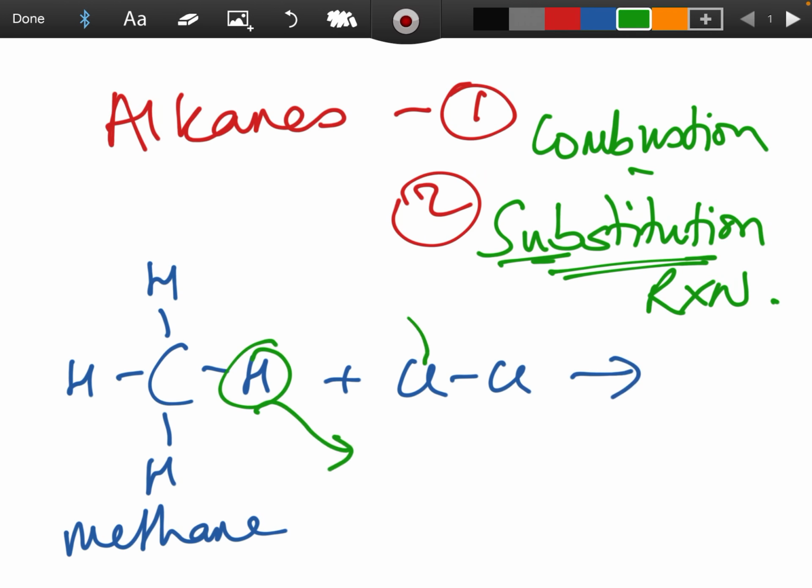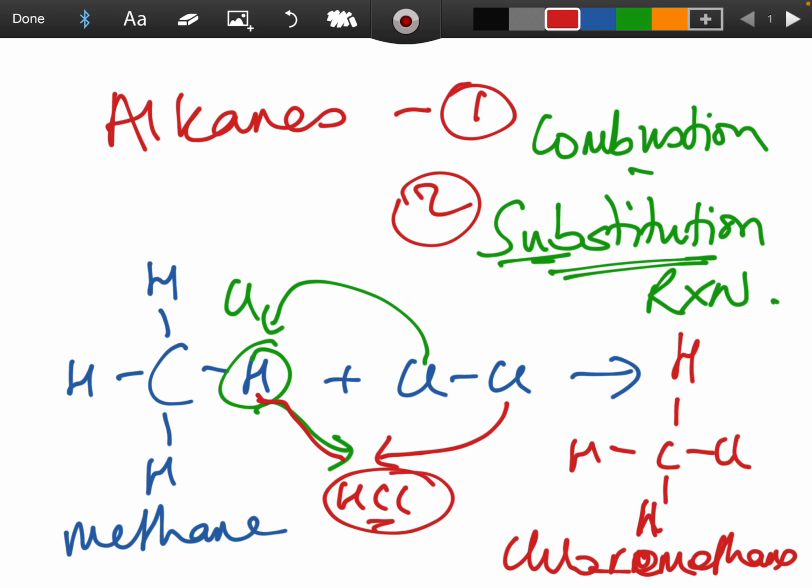So you end up then with chloromethane as one product, and the hydrogen that came off reacts with the other chlorine to make HCl. So hydrogen chloride and chloromethane are your products, and substitution means an atom comes off and it's replaced by another atom.